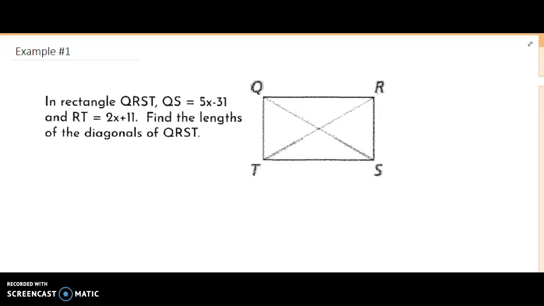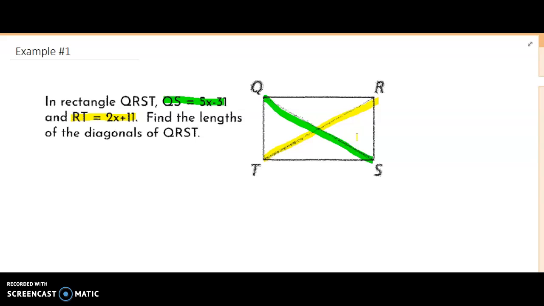All right, let's look at a couple of examples, okay? Let's look at example 1. It says in rectangle QRST, which is drawn here, QS is 5x minus 31. Okay, so QS is right here. And RT is 2x plus 11. So RT is right here, 2x plus 11. We want to find the lengths of the diagonals.